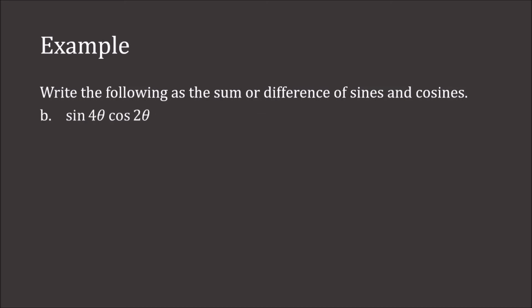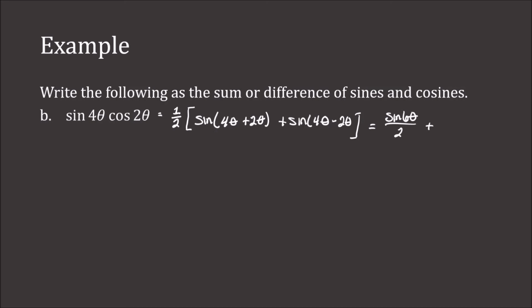We now look at sine of 4 theta times cosine of 2 theta. So 1/2, using one of the sine-cosine Product-to-Sum identities, sine of 4 theta plus 2 theta plus sine of 4 theta minus 2 theta. This winds up being sine of 6 theta over 2 plus the sine of 4 theta over 2.